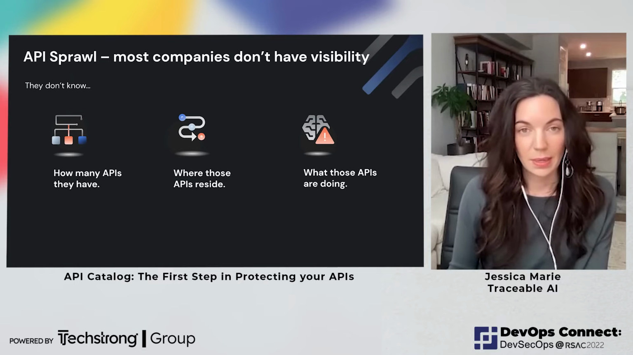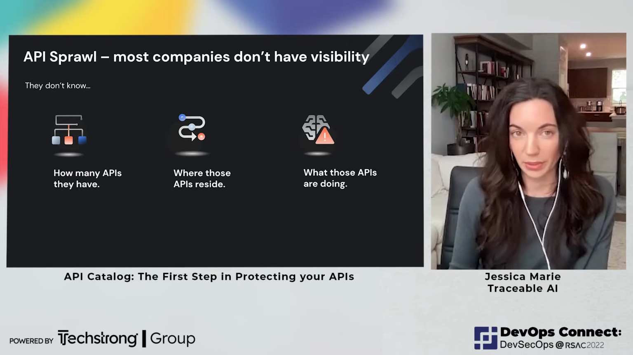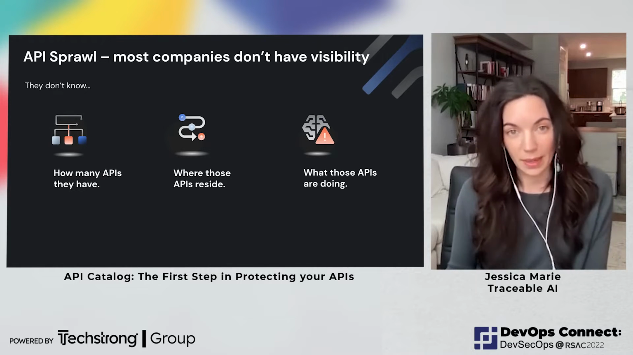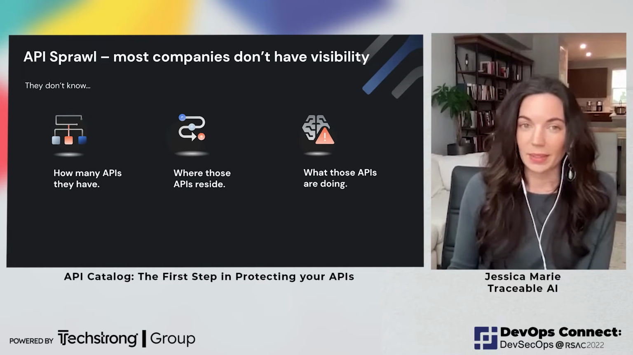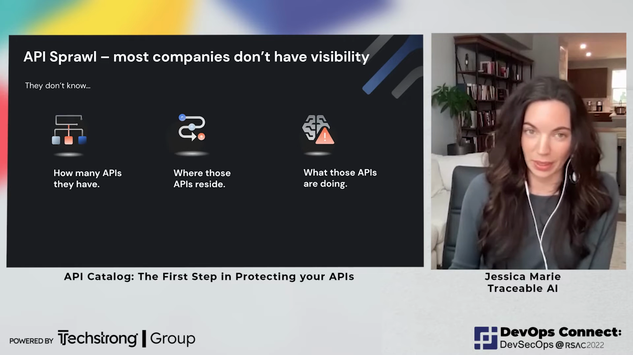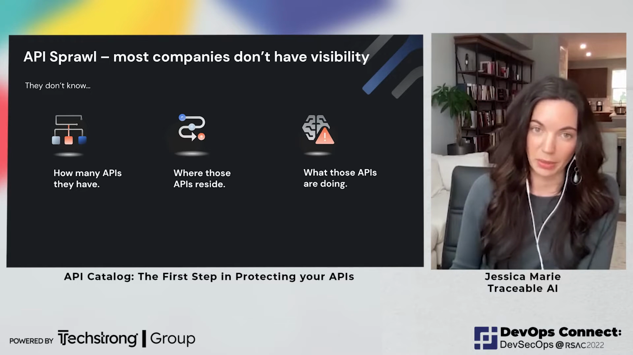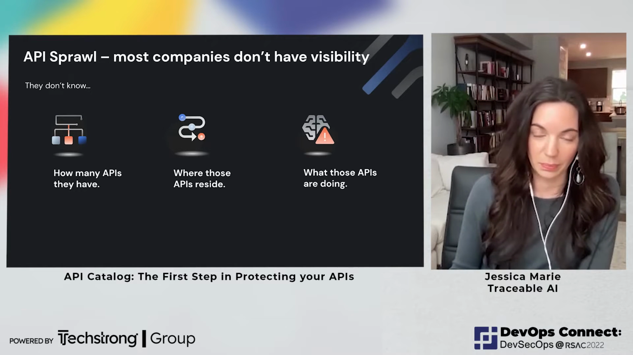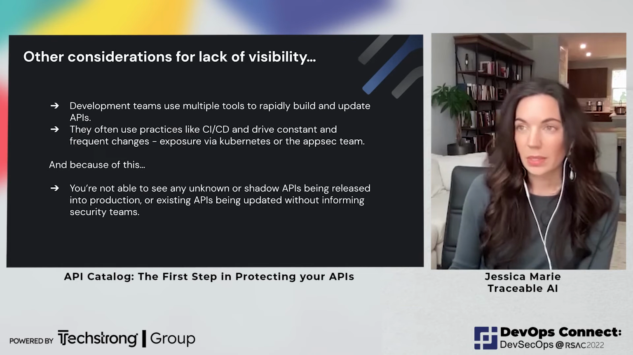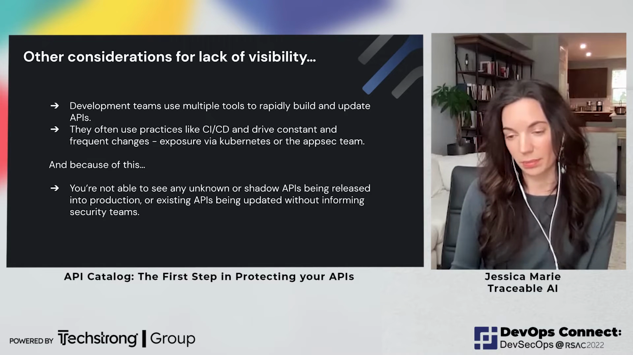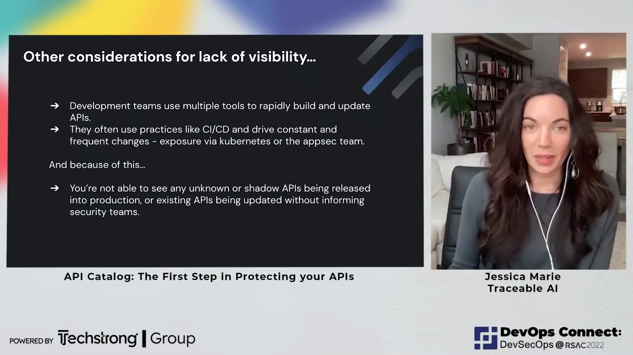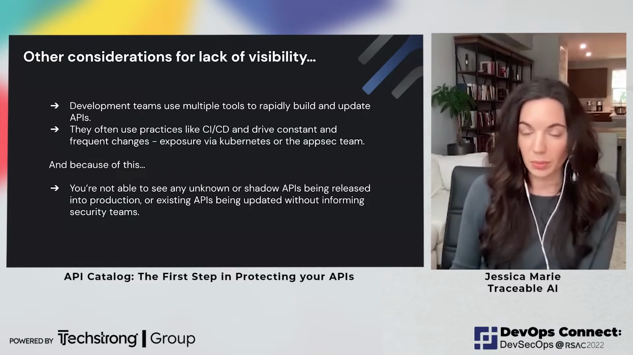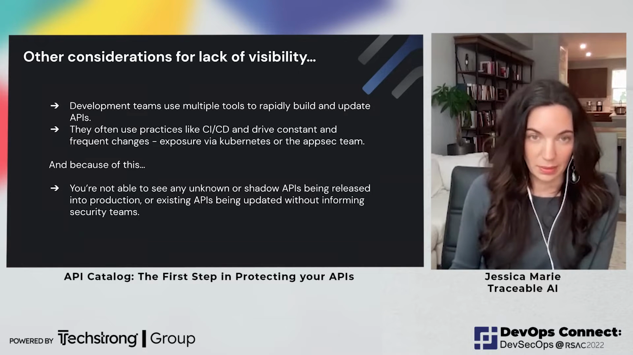Most companies simply don't have visibility into how many APIs they have, where those APIs reside, and what those APIs are actually doing. And this brings a huge amount of risk to the organization. So some other considerations for lack of visibility. Development teams, they will use multiple tools to rapidly build and update APIs.